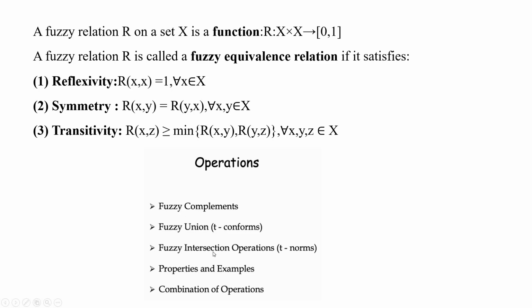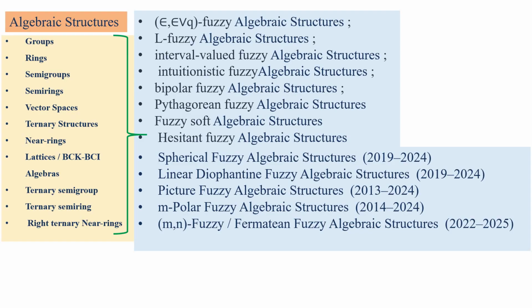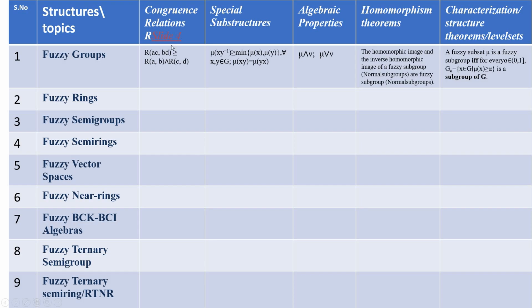And we'll be using the operations. So fuzzy complements, fuzzy union, fuzzy intersection, and then properties and examples and combination of operations. So these are the operations that we are going to have in one of the columns. So here just a frame is given.